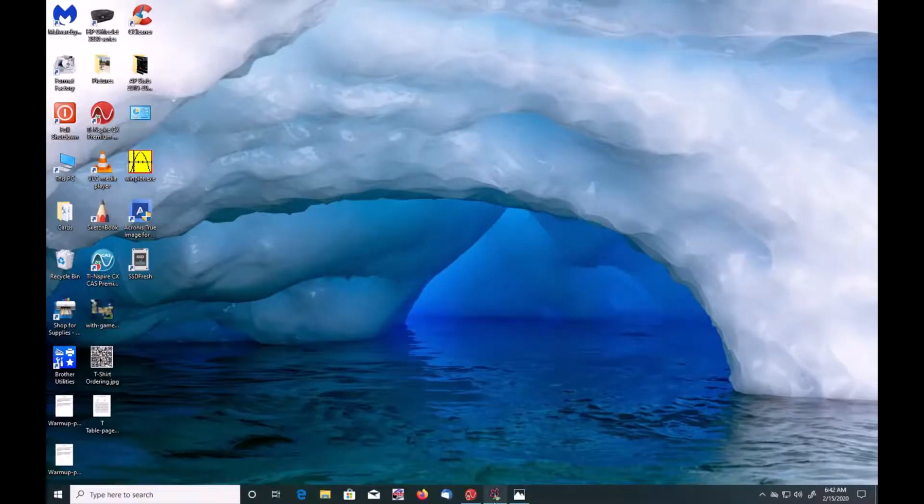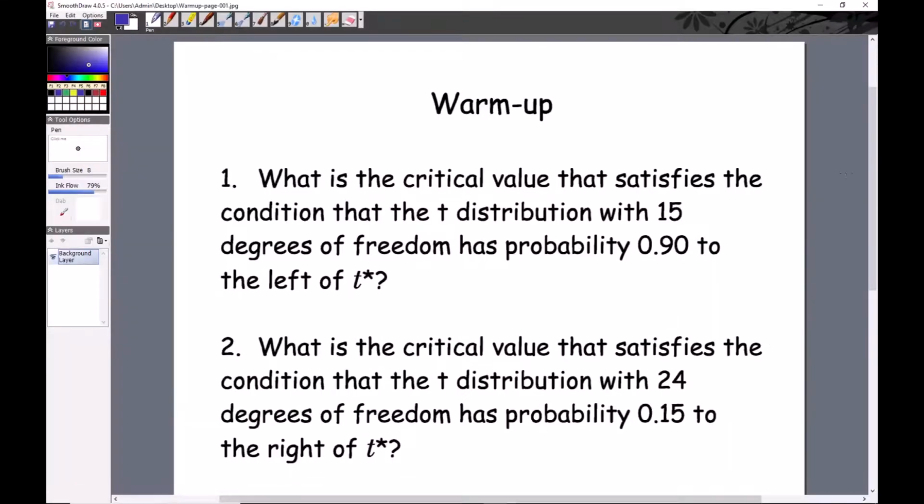Okay, so this is what we looked at. I wanted to go ahead and talk a little bit about what to do if you want to get T-star values without using a table, because it might be that the T-star number that you want isn't on your table. So we can just rely on the calculator using inverse T.